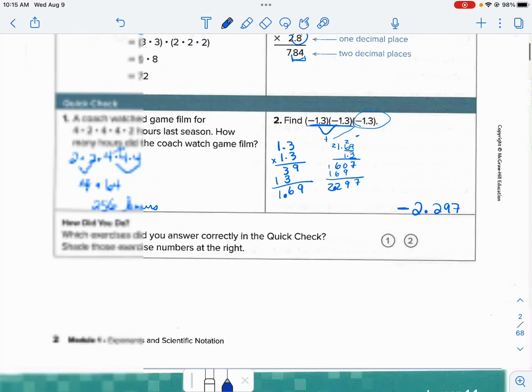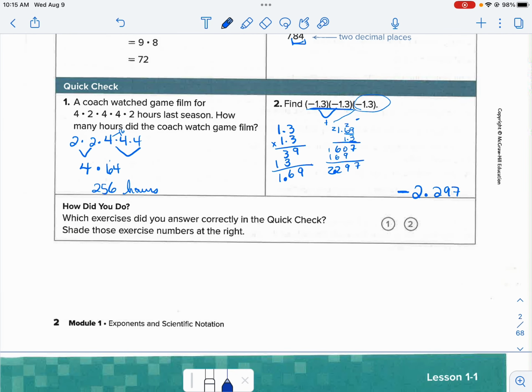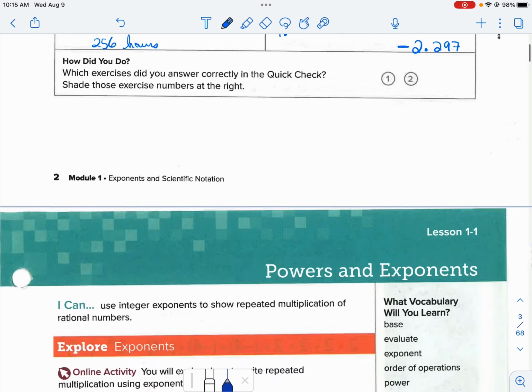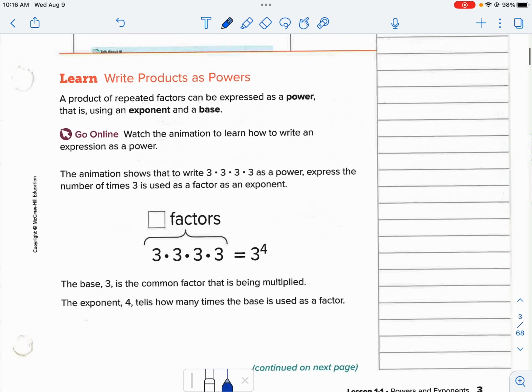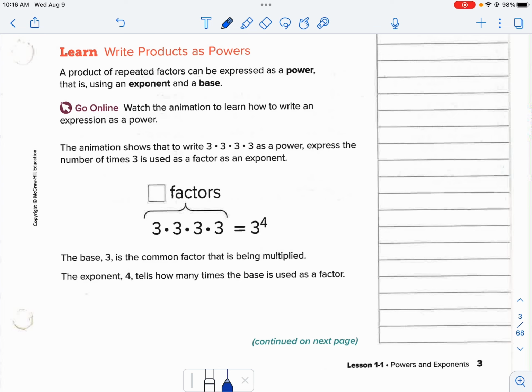Okay, and then right here, which exercise did you get the correct answer for? Did you do 1 or 2 or both of them or just one of them? Now, for this part, you can go into your app for this website or for this book in your waffle, and you can do the explore part, and then you come here. And then we're going to talk about these.